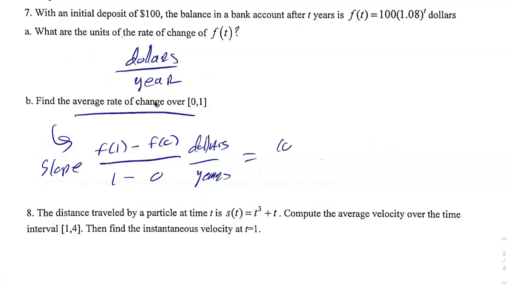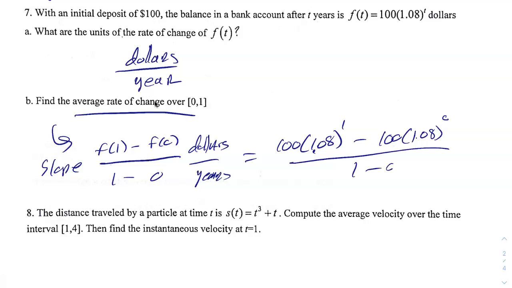So you just plug it in. So the 1.08 minus 100, over 1 minus 0. Put it in your calculator and you get $8 per year. So that's average rate of change. You get about $8 per year for your deposit.